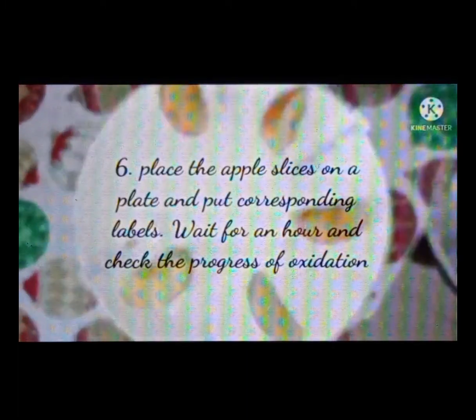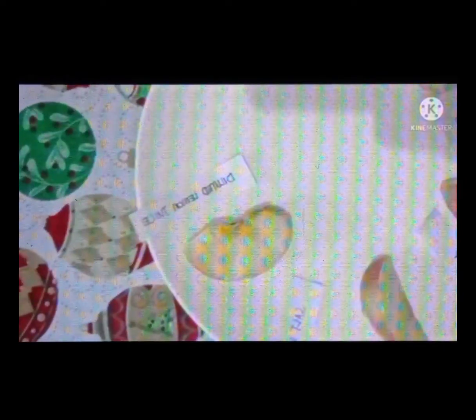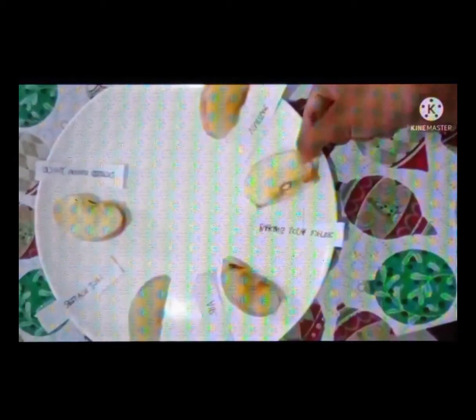So these are the sliced apples. For the diluted lemon juice, it has a small brown color only. For the salt water, it remains fresh. For our air, our control variable, as you can see, it turns into brown. For baking soda, it has a small brownish color also, as well as for the vinegar. And let's leave it for 1 hour and see the progress.